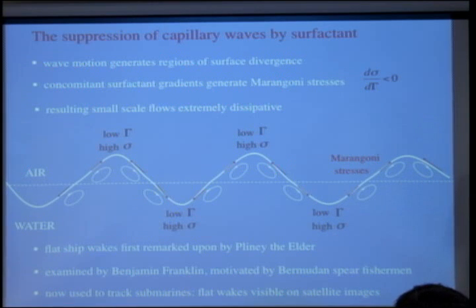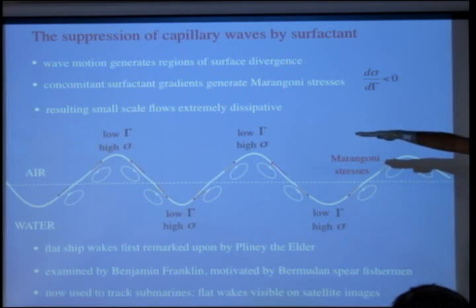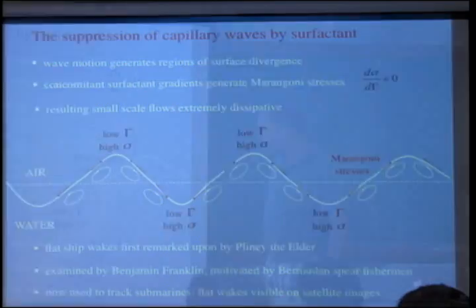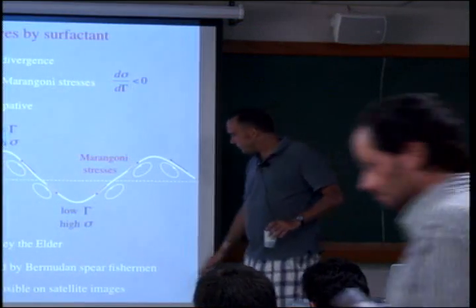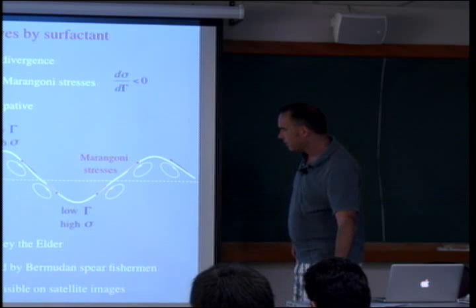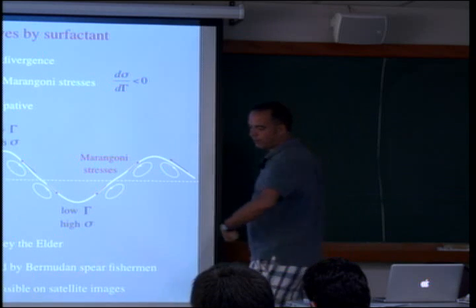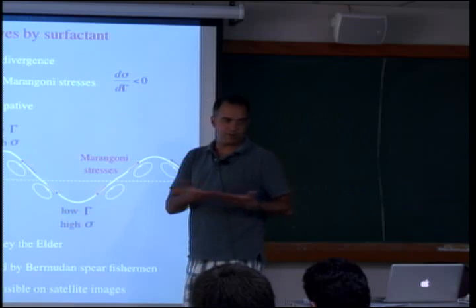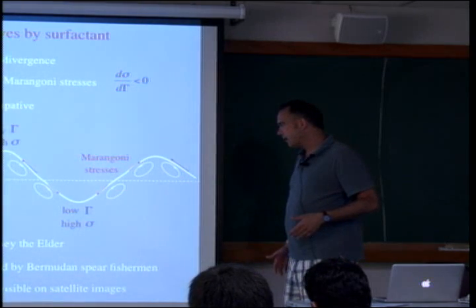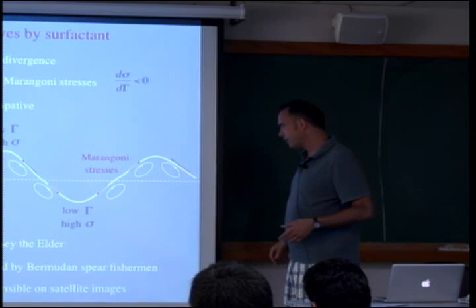Okay, and this is something that you'll see when you see the wakes of ships. There's always a sort of glassy region, and this is because of the surfactants which they either stir up or emit, if they're releasing chemicals onto the surface. Again, we mentioned Benjamin Franklin. He noticed the Bermudan spear fishermen would throw oil onto the surface of water, and this would play the same role in killing the surface waves, thus allowing them to see the fish they were aiming for.